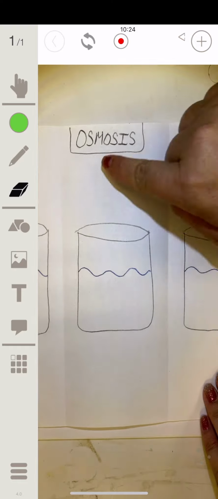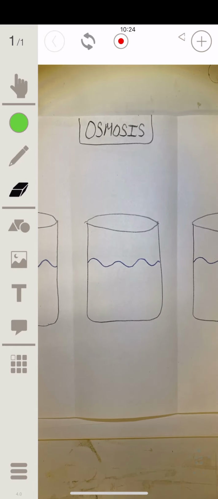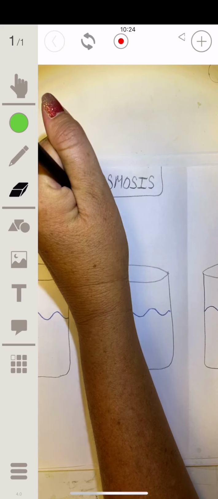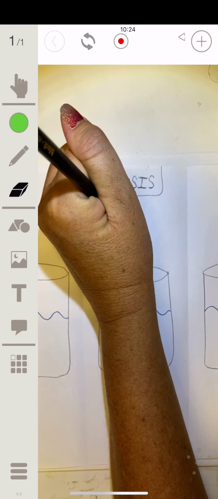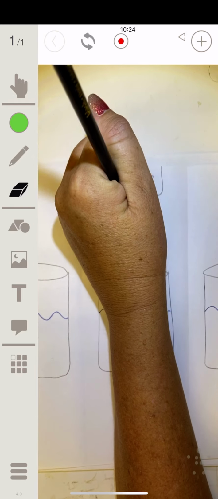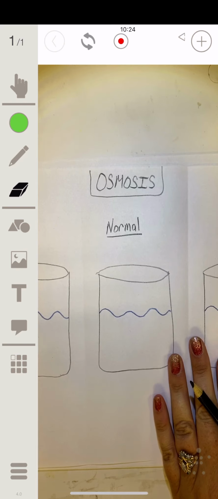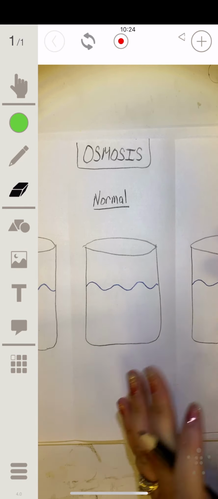I'm going to start in the middle. Okay, so in the middle, I'm going to start with what I represent as normal concentration. So right up top above this beaker, I'm going to write the word normal. And write the word normal. Normal means that your cell is moving water at a normal rate, in and out at equal rates.